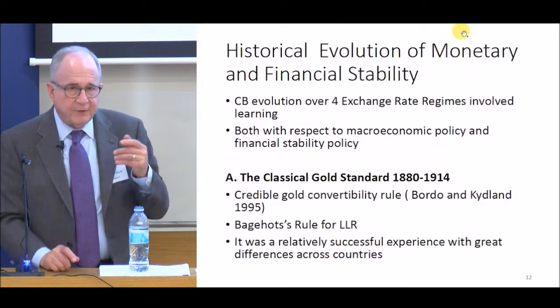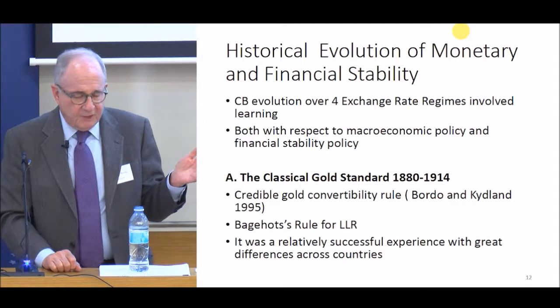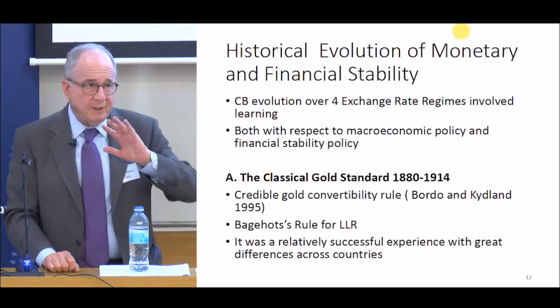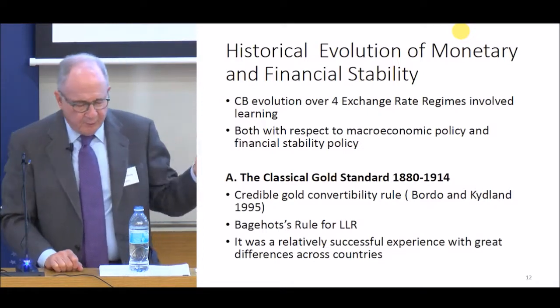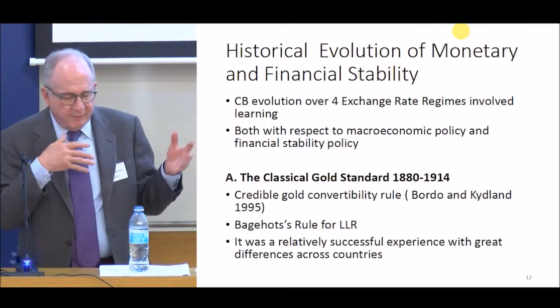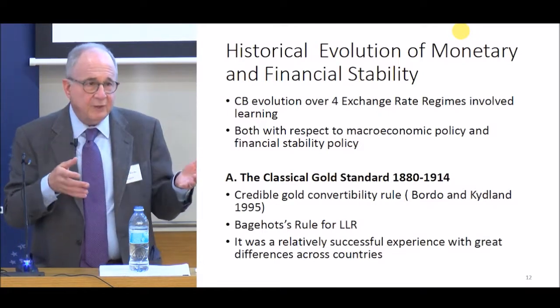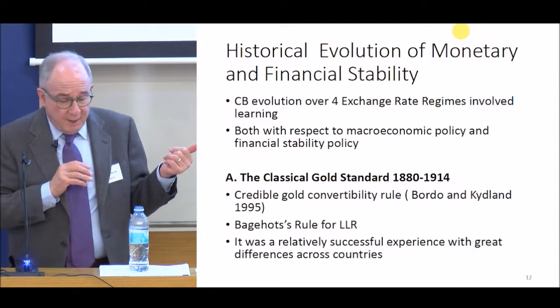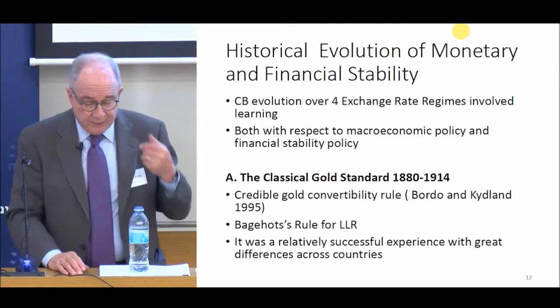So the first thing is the evolution of exchange rate regimes. And again, I've written a ton on this stuff, on the gold standard and Bretton Woods. So you've got these four regimes, and they evolved over time, and there was learning that took place, both with respect to macroeconomic policy and financial stability policy.